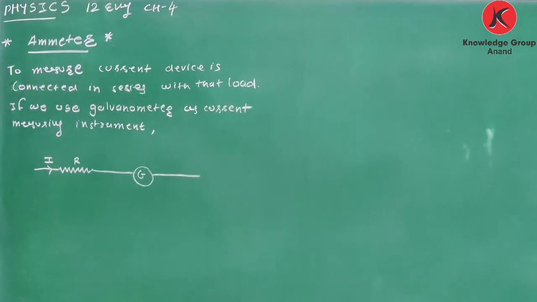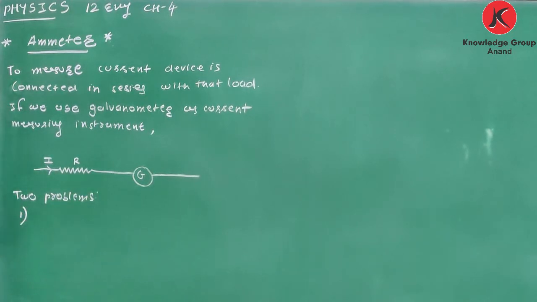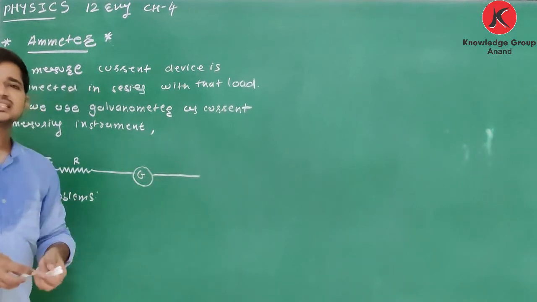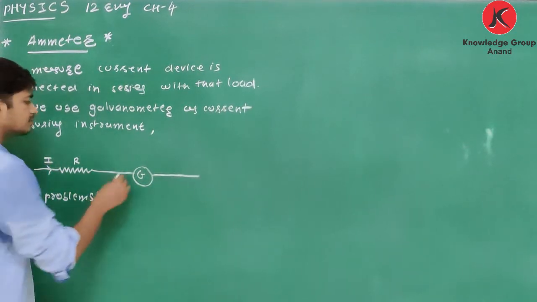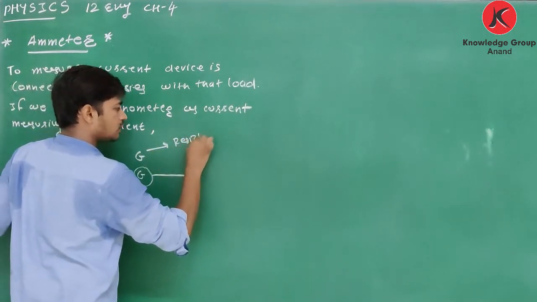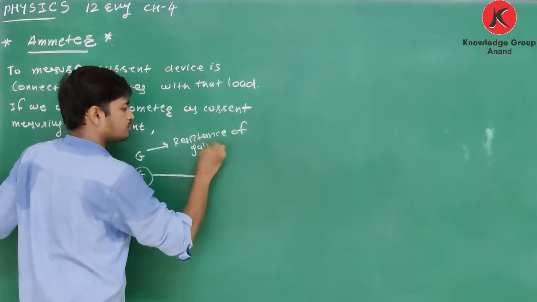So what is the problem here? When the galvanometer is connected in series with the load through which we have to find the current, there are two problems. Which two problems? First, this resistance, meaning the load, and the galvanometer are in series connection. The galvanometer has some resistance G; G is the resistance of the galvanometer.